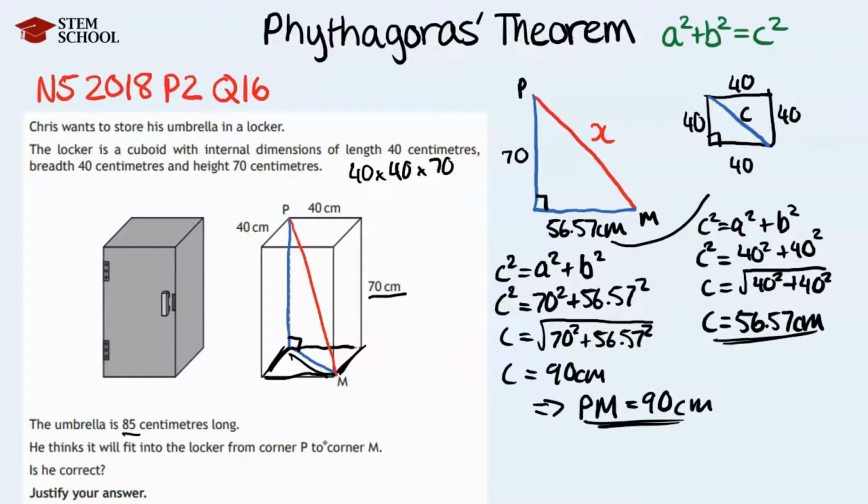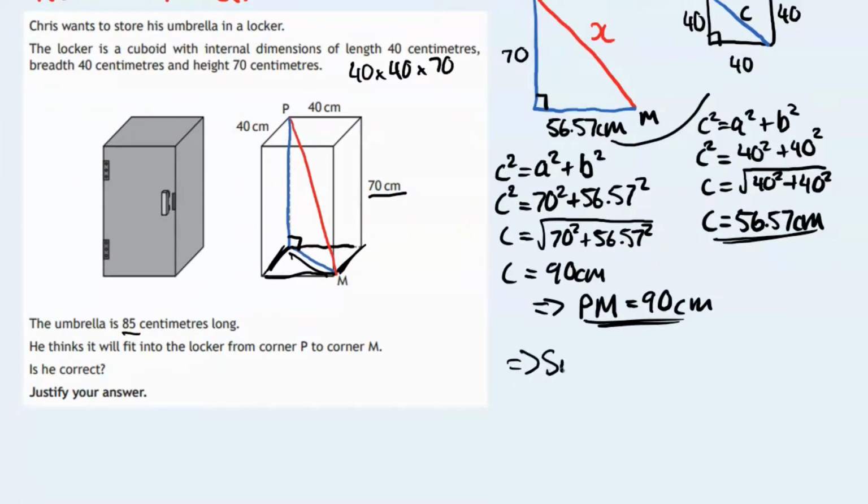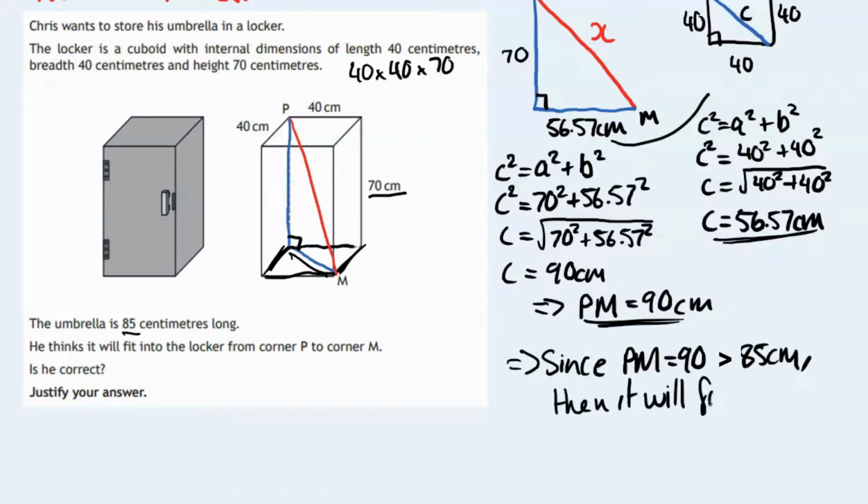Okay, so we need to finish the question. We need to add in a conclusion, right? So since length PM is equal to 90 centimeters, which is greater than his umbrella at 85 centimeters, then the umbrella will fit. Okay, dope. So it's just a little bit of problem solving.